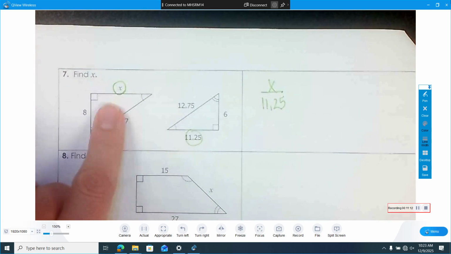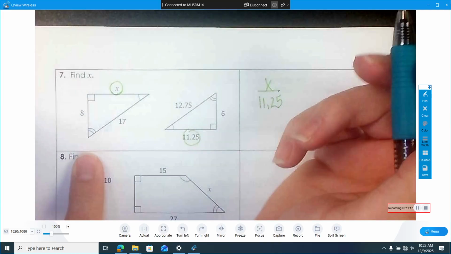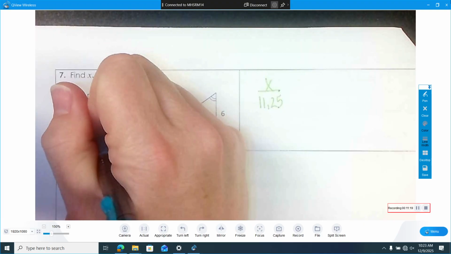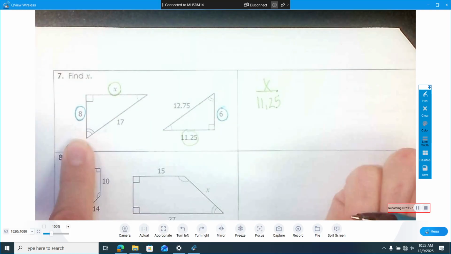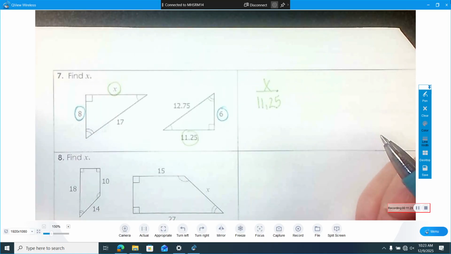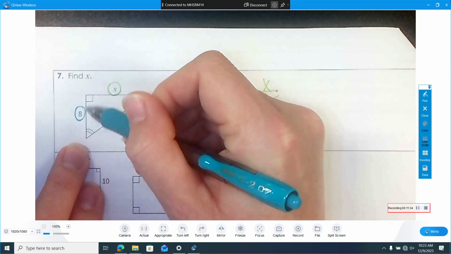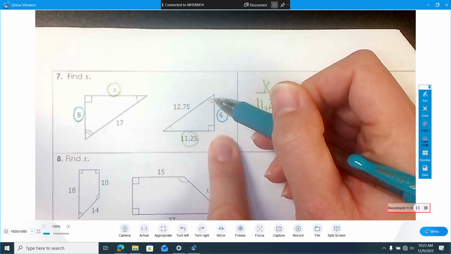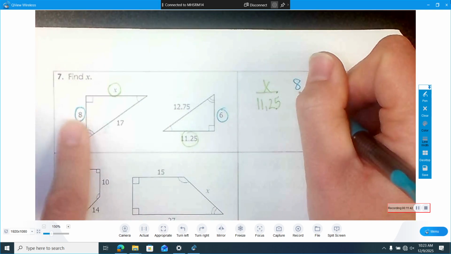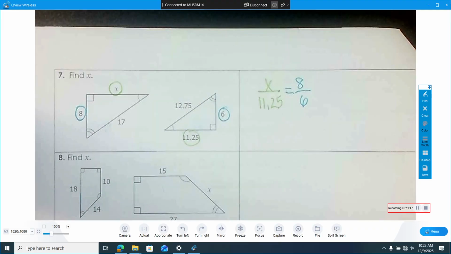So I started over here with my figure on the left. Let's see, I could pick 8. Which side corresponds with 8? 6, very good. Why do we know that? Why does 8 correspond with 6? Because of the markings. We see the box and the double arc mark there on that side with the 8. So again, with the side on the 6, we have the box and that double arc mark. So I'm going to write 8 because I started here on the left, and then 6 to the right. And ladies and gentlemen, that is our proportion. That is our setup.